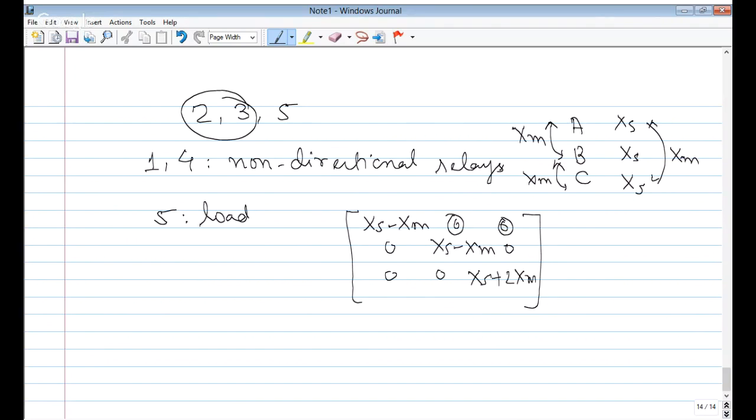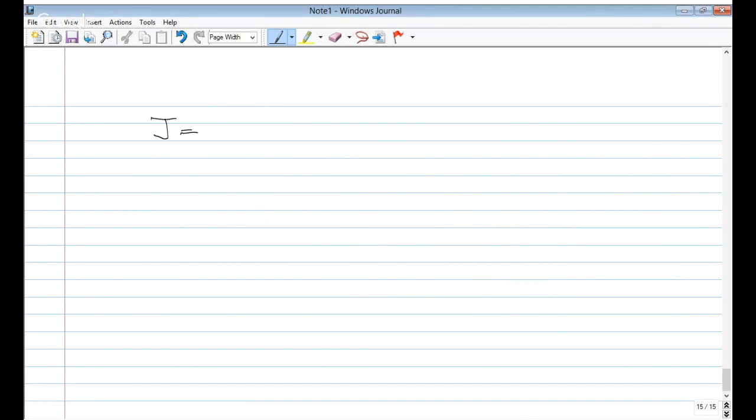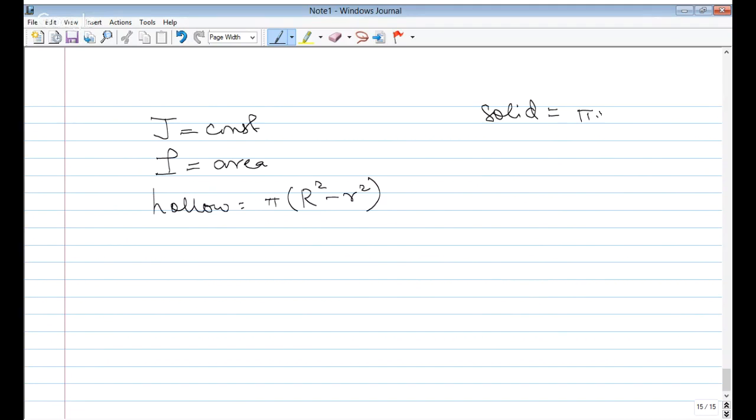Why? Because if you want to keep current density constant, then for same current you have to keep area constant. But in hollow, the area is pi times capital R, the outer radius squared, minus inner radius squared. And in solid, it is simply pi a square. Now if current is the same, current density is the same, the area must also be same, which means R must be greater than a.